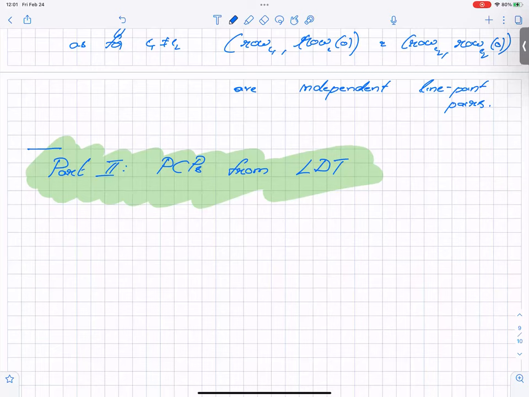We'll start off with this. We will not finish the proof of the PCP theorem. There'll be some leftover ingredients which we will then complete in the next lecture. So hopefully by the end of next lecture, I hope to be done with the proof of the PCP theorem.